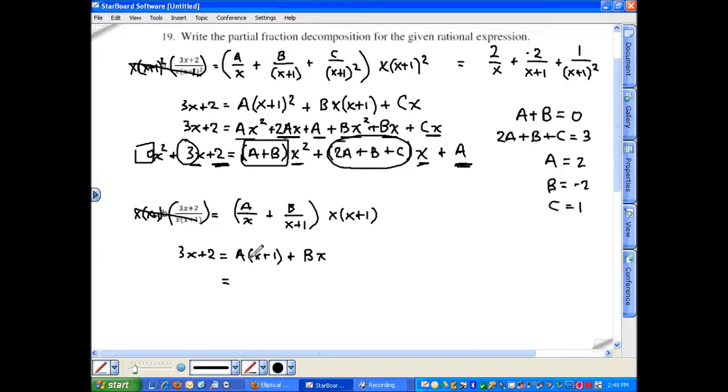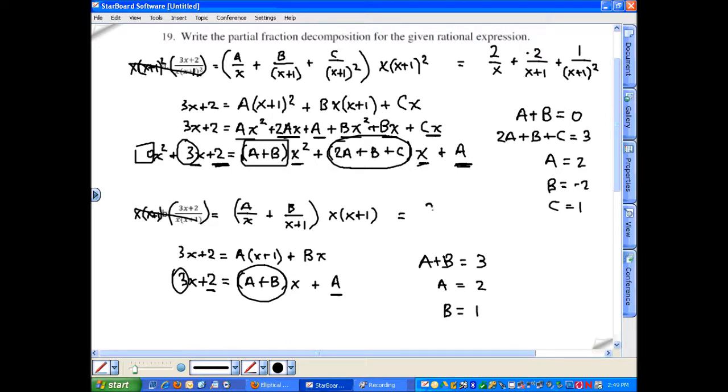Now rearranging, ax, and this is going to be an a, this is going to be a plus b x plus a. Equating coefficients now, 3 is a coefficient of x, and a plus b is a coefficient of x. So a plus b is equal to 3. 2 and a are constants, so they have the same value. A is equal to 2, which means b is equal to 1. So we have 2 over x plus 1 over x plus 1.